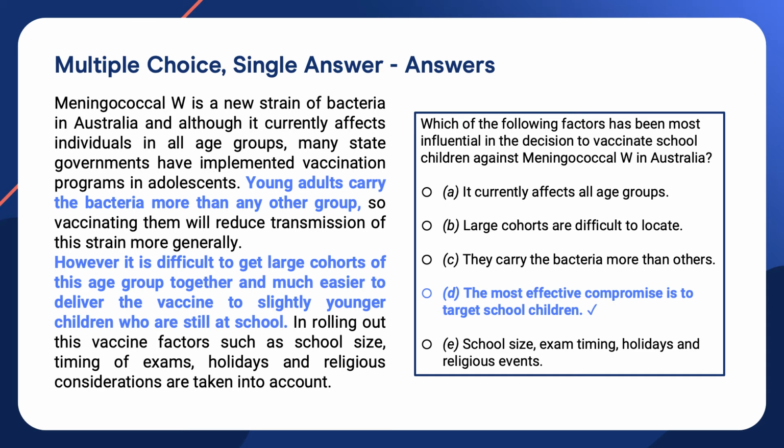All right, how did you go? Let's take a look at the answer. So, we can reformulate the question prompt to say something simpler like, what was the main reason school children were vaccinated? The answer is D. The most effective compromise is to target school children. This is a challenging question. I'm sure some of you would have chosen C as the answer, but that's not quite right. The answer actually comes from two parts of the text highlighted here. And young adults does not necessarily mean school children, so there's been a compromise. The other answer options were incorrect in some way.